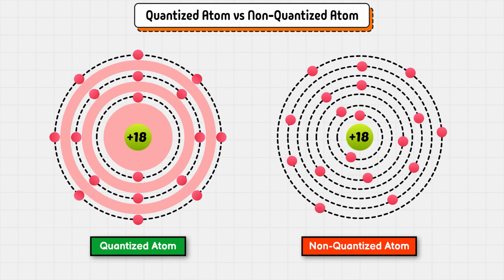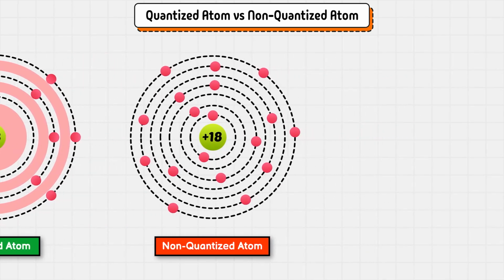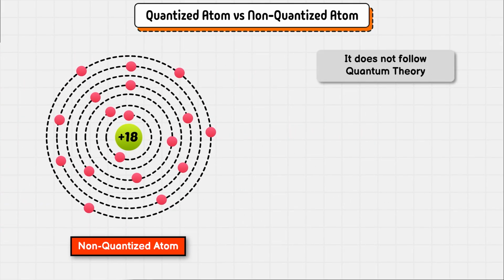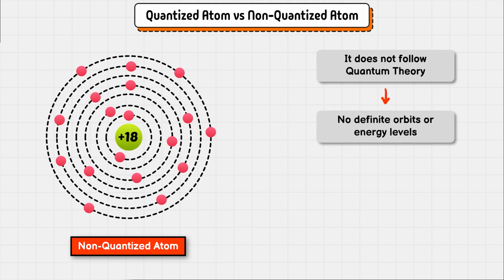The first difference between a quantized atom and a hypothetical non-quantized atom is the distribution of electrons. Non-quantized atoms would not follow Max Planck's quantum theory. Therefore, their electrons would revolve in any random orbit they like. This is because there would be no restrictions on the energy or the size of their orbits.